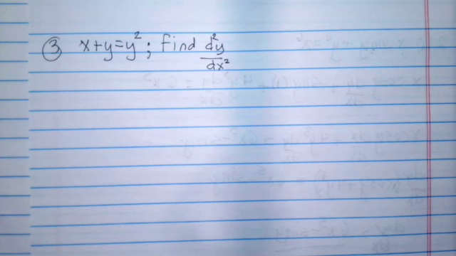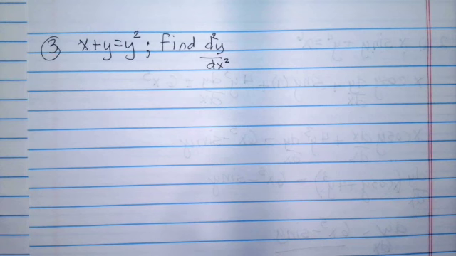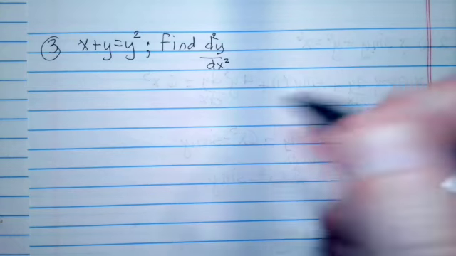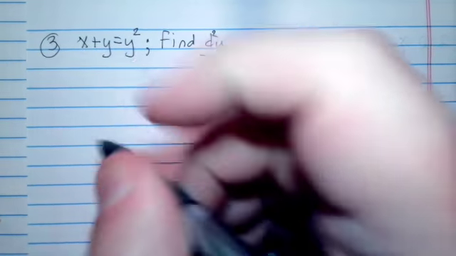In number 3, we are given the equation x plus y equals y squared, and we are asked to find the second derivative of y with respect to x. Now, the direction should have said use implicit differentiation. So let's use implicit differentiation. First, we need to find dy/dx. So what we'll do is we will differentiate each term here with respect to x.